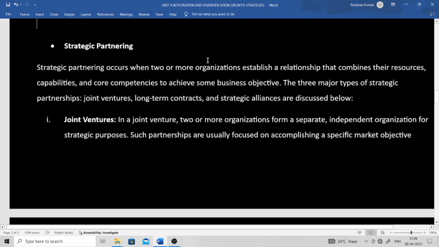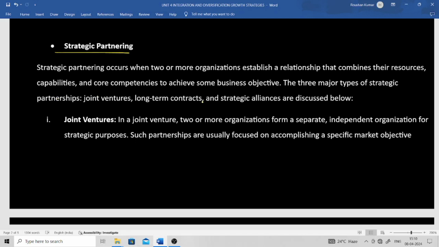Then you have strategic partnering. A strategic partnering occurs when two or more organizations establish a relationship that combines their resources, capabilities, and core competencies to achieve some business objectives. So the overall objective is to achieve a business objective by combining the resources, capabilities, and core competencies.